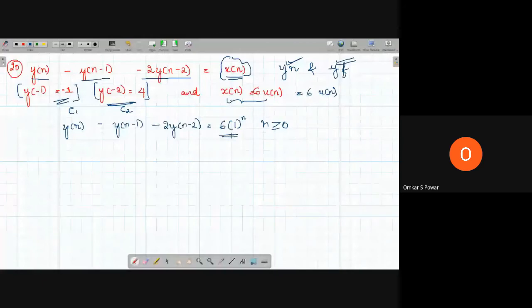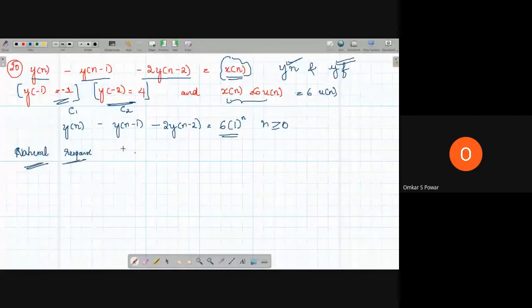Now, first we will see the natural response. How do we get this natural response? So lambda to the power of 0 is 1 minus lambda to the power of minus 1 minus 2 lambda to the power of minus 2 is equal to 6 into 1 power of n.